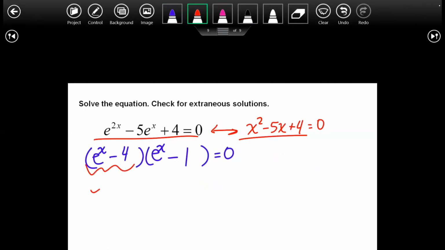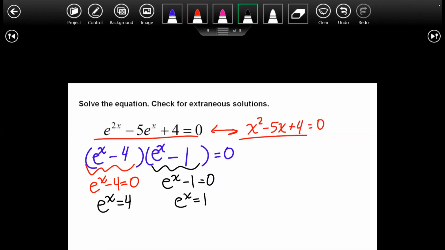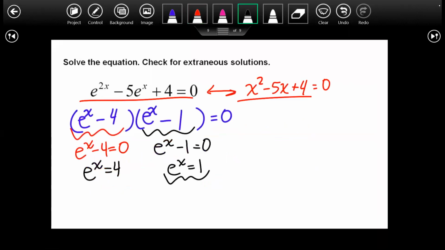We're going to set these equal to zero. Then all you want to do is just solve out. Adding 4 to both sides, adding 1 to both sides. The one to the right is kind of simple. What raised to any power is going to give you 1? 0. So x is just going to be 0. It's one of our solutions.